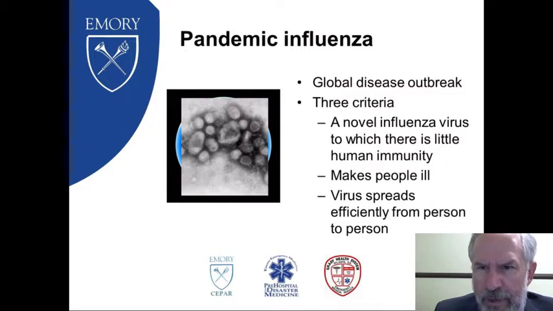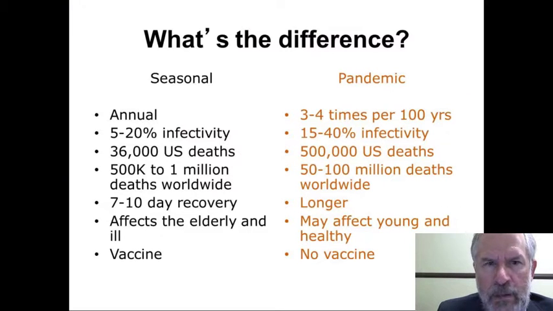There are generally three criteria which have to be in place to allow this to occur. You have to have a novel influenza virus, a new one that emerges, to which there's very little immunity among most individuals in the world. It generally has to cause some significant illness, and lastly, it has to spread efficiently from person to person. If all three of those criteria are met, then we certainly could be in for a major risk of a pandemic.